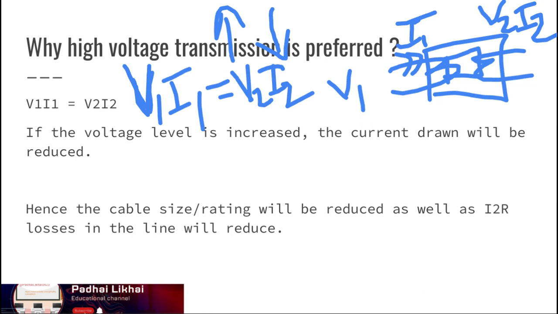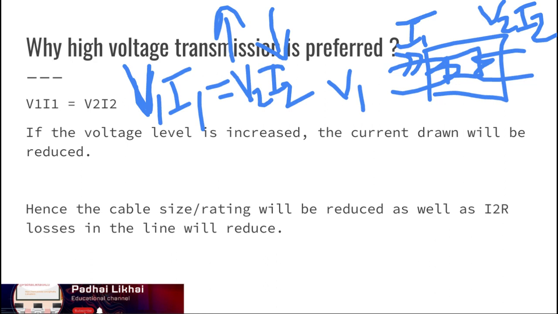Exactly. So what is the benefit of reducing this current drawn? Well, when the current drawn is reduced, definitely the size of the cable, the rating of the cable, is going to reduce. We will be using a lower cross section area cable. And the most important thing, the line losses, the I2R losses, the power loss will be reduced because the current has reduced.